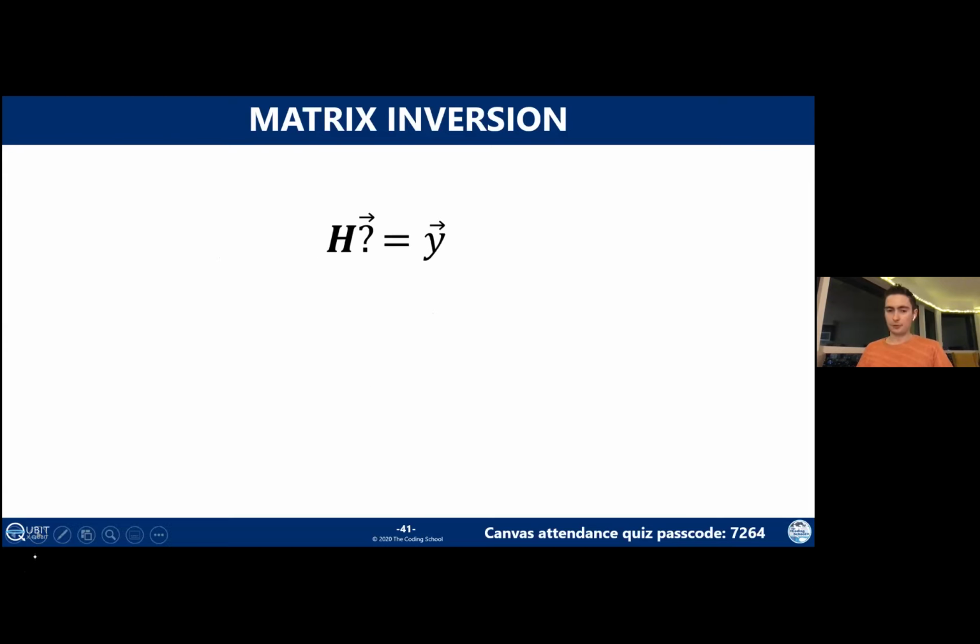So here's the way that I wrote it before. H times some vector is equal to some vector y. We know what y is. And if you look at this as a regular math equation, you might think there is an easy way to do this, right? You divide both sides by H. This is how you would do it with regular numbers. You divide both sides by H, and then you find out what the question mark should be. Now, in matrices and vectors in linear algebra, we don't tend to write it this way, although it is a very similar idea.